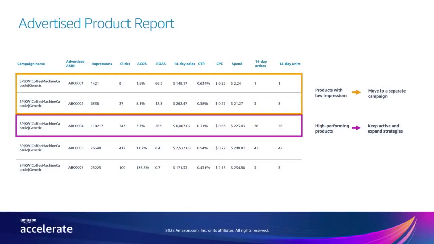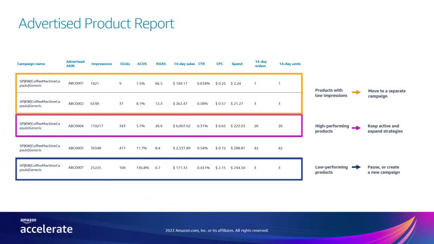Then, if there are some products with low impressions and other products are getting more impressions, we'd recommend moving these products into a new separate campaign dedicated to low-performing products for the holidays. This campaign could be closely monitored and quickly paused if needed. Finally, GreenPot should identify some low-performing products with low click-through rates and high ACoS. For these products, we'd recommend pausing them or creating a different campaign strategy if they wanted to keep advertising them.